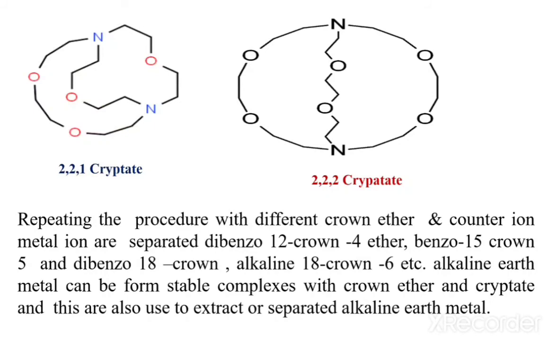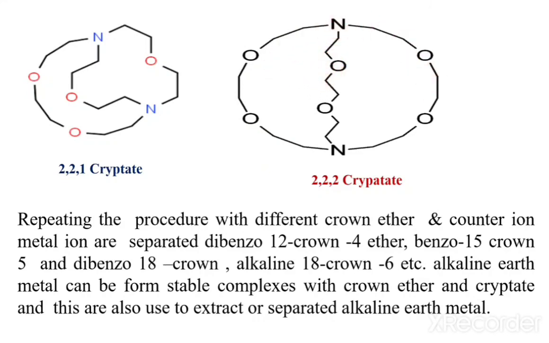And in the case of 222 cryptate, why is it 222? Because between these two nitrogens there are two oxygens in each bridge, and the remaining is cyclic: nitrogen, ethylene unit CH2 CH2, oxygen, CH2 CH2, oxygen, CH2 CH2, nitrogen. That means continuously the repeating unit of ethylene molecule.